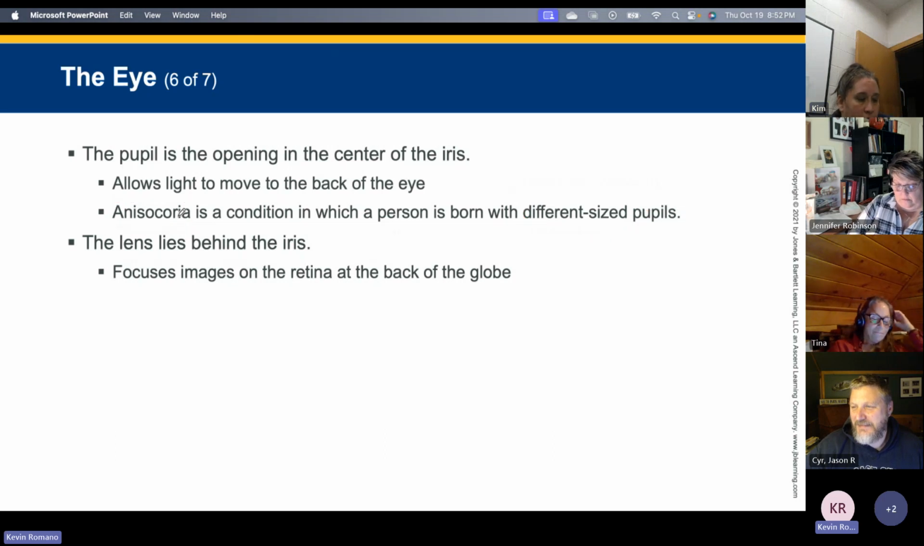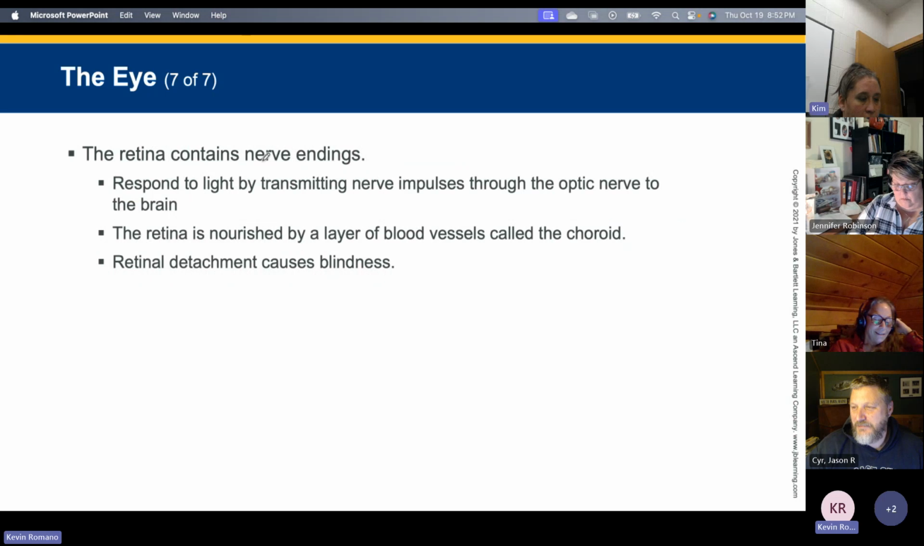It'll show you. The retina contains nerve endings, which respond to light by transmitting nerve impulses through the optic nerve, one of the 12 cranial nerves, to the brain. The retina is nourished by a layer of blood vessels called the choroid. Retinal detachment causes blindness. If you get hit hard enough and have retinal detachment, the patient won't be able to see.